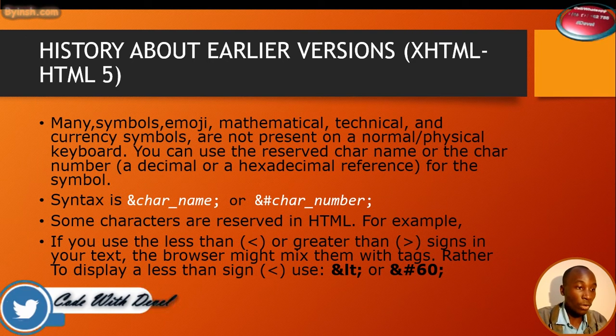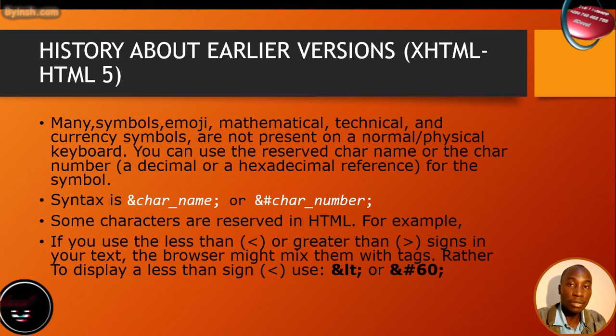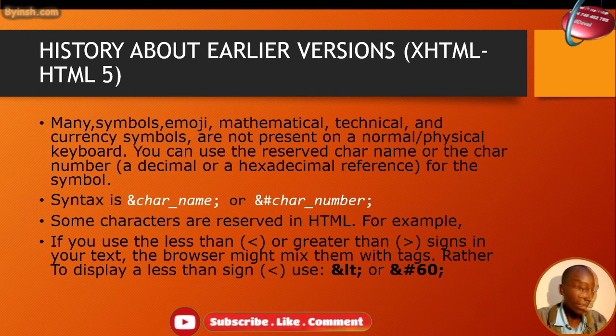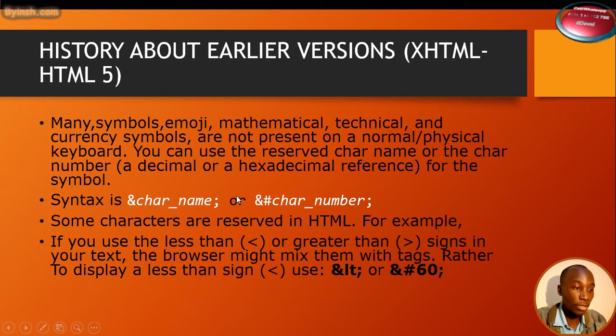So in this tutorial we'll look at their codes. We'll be using two methods: decimal format and hexadecimal numbers. If you don't know more about these numbers, kindly refer to the tutorial on binary digits, because the computer only understands 0 and 1. The syntax for writing them is that you start with the ampersand, then the character name or entity name, or if you are using the number code, you initialize it with an ampersand and a hash.